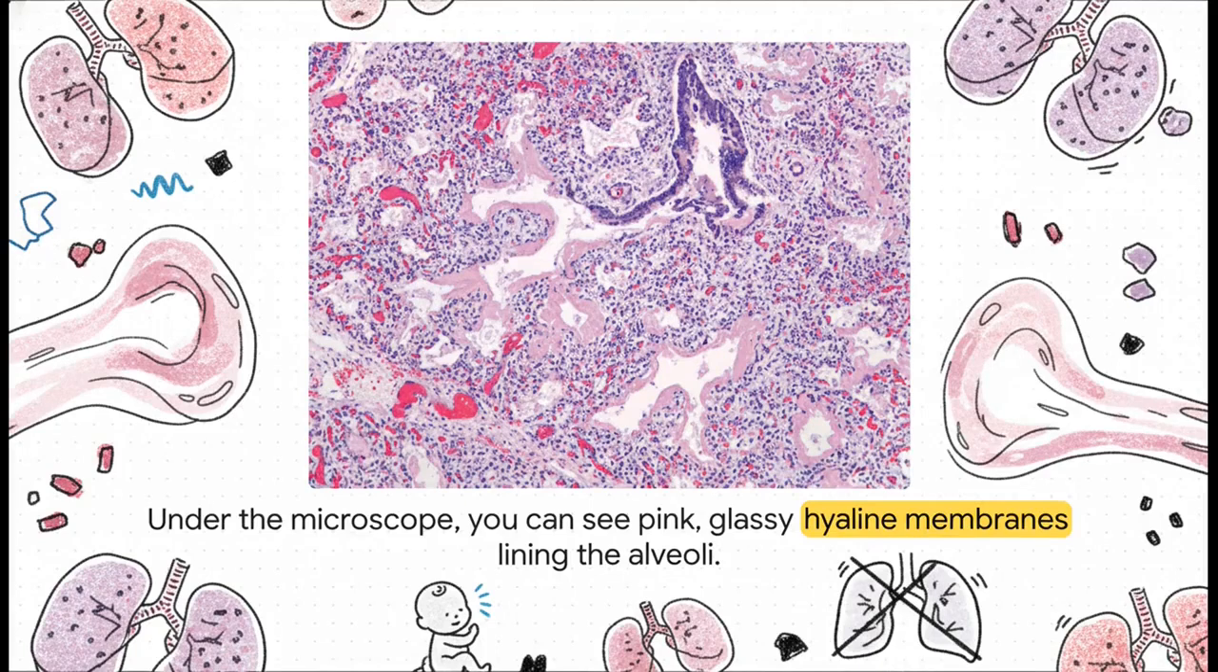And if we look at the lungs of a baby who has died from RDS under a microscope, we see something very characteristic. Look at this slide. See these thick, pink, glassy layers lining the air sacs? Those are called hyaline membranes. They are made of leaked proteins and dead cells, and they form a physical barrier that makes it impossible for oxygen to get into the blood. This feature is so important that RDS is also known as hyaline membrane disease.